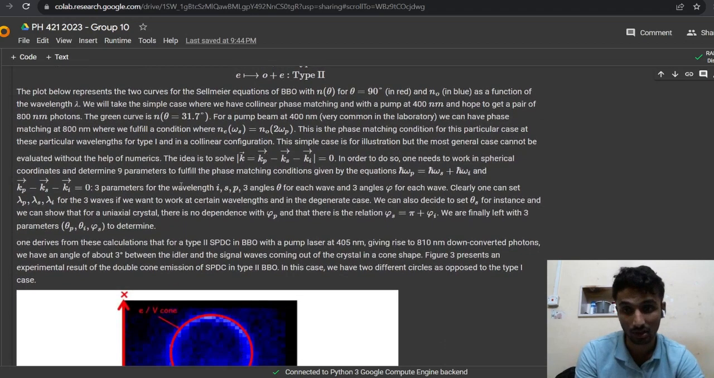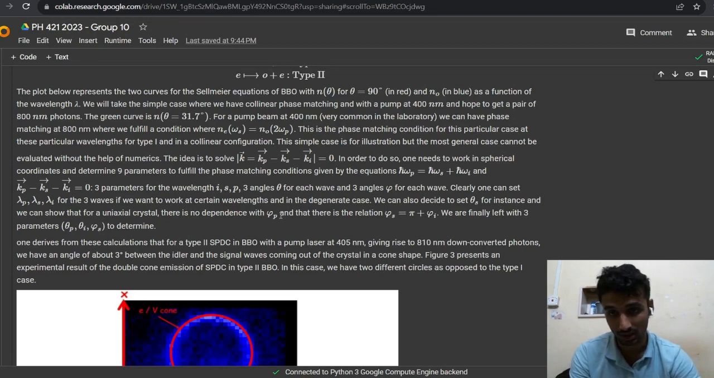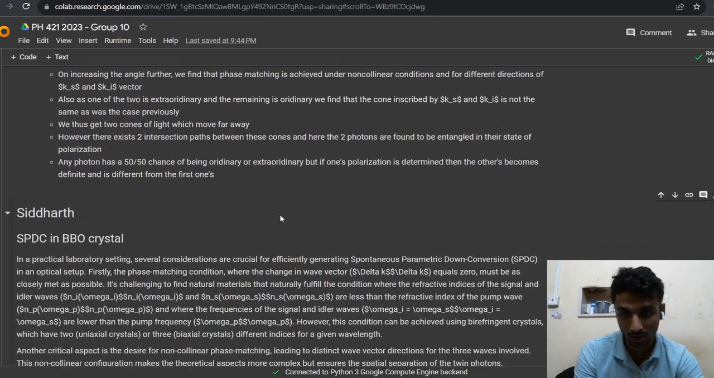we need to work in spherical coordinates. There will be lots of parameters. We have our energy conservation equation and our momentum equation, and from there we get 9 parameters, 3 for the wavelengths and angles, phi and theta. So lambda we can set, and after eliminating, we have 3 parameters which we have to determine for achieving phase matching.